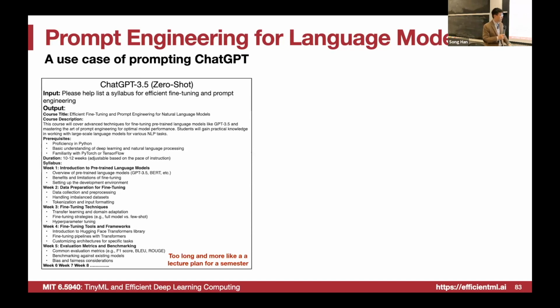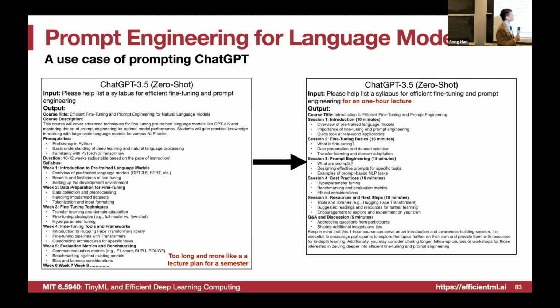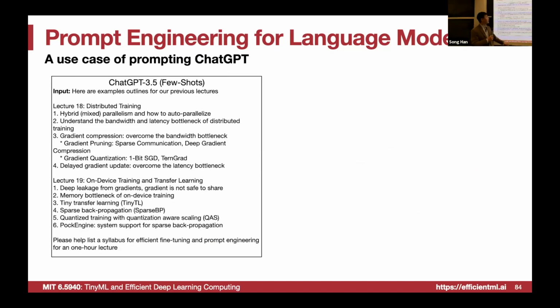And if we find, okay, this is too long, more like a whole semester's lecture plan, we can polish our prompt, like say for an hour lecture, and then it's going to give the syllabus here, which is actually pretty good, but efficient fine-tuning is missing. It directly jumps into prompt engineering. So we can try giving it a few shots, a few examples. Like, here are examples and outlines of our previous lectures.